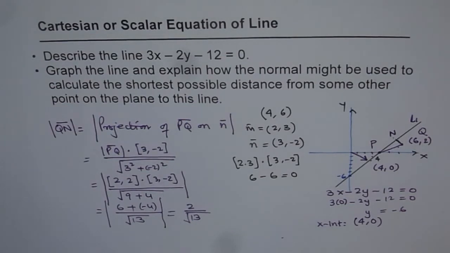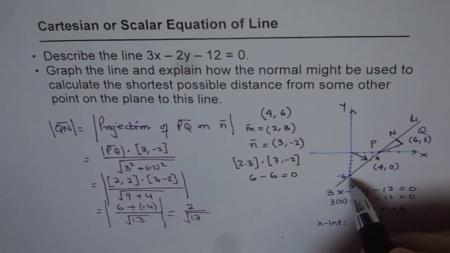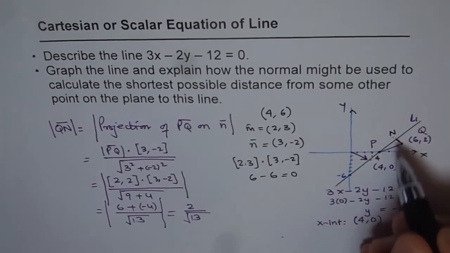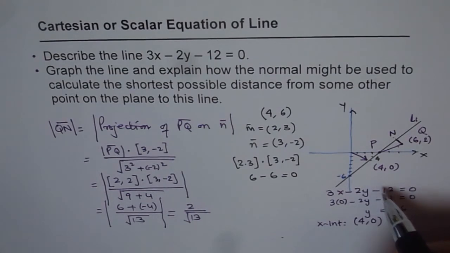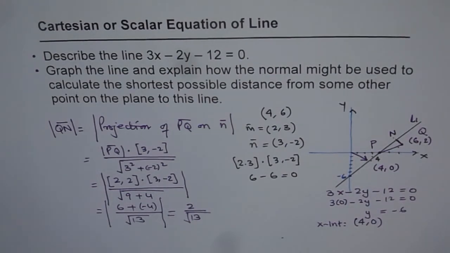So in short, the shortest distance is always along the normal, and it is the projection of the vector joining the point and any point on the line along the normal. I hope the point is absolutely clear. Go through it once again and understand this very important concept.